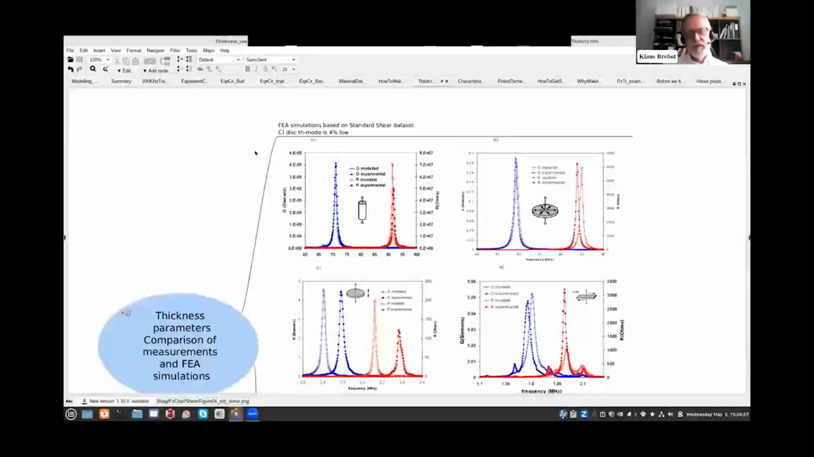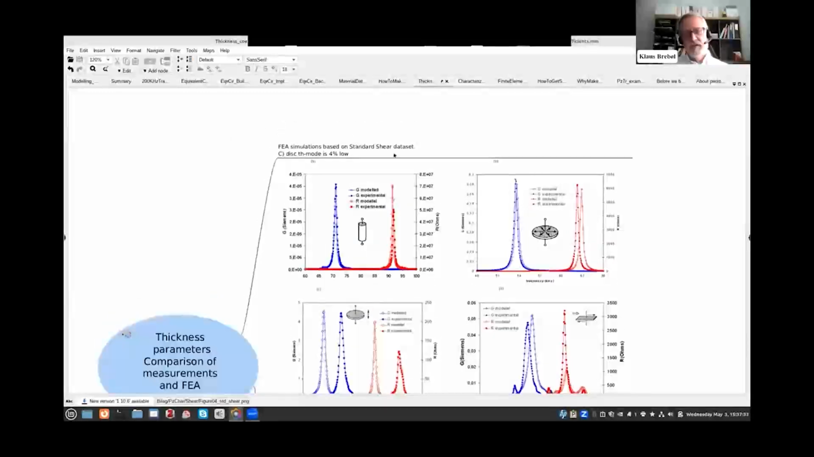But if we make a finite element simulation of the 3 samples, the rod, the disk in planar mode, the disk in thickness mode, and the shear, then these two match nicely. Here in thickness mode, we have the measured value here, we have the finite element simulation here for the resonant frequency, over here for the parallel resonance. And you'll see that they are 4 to 5% low. And this is using a data set based on the standard shear plate.